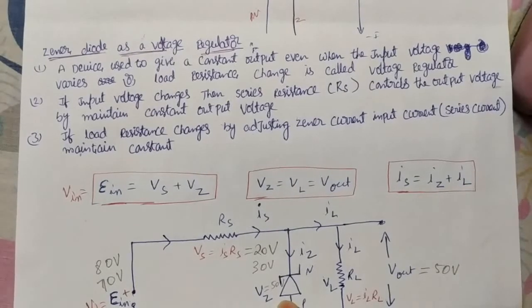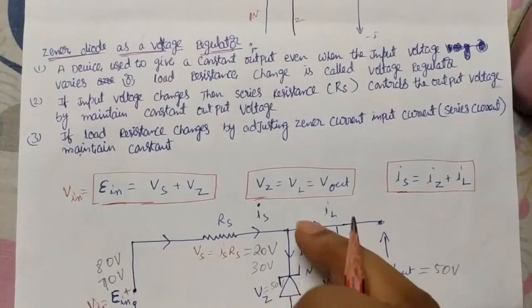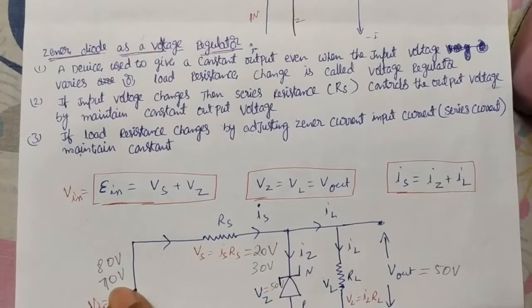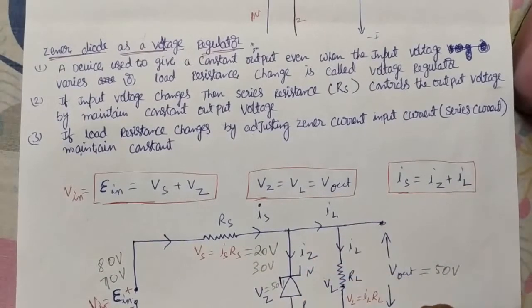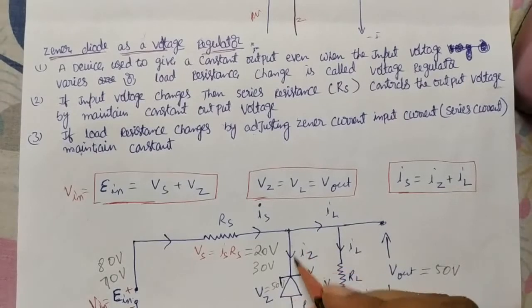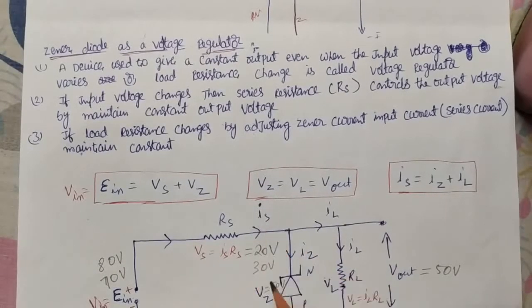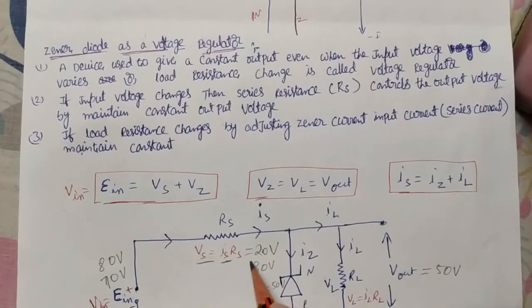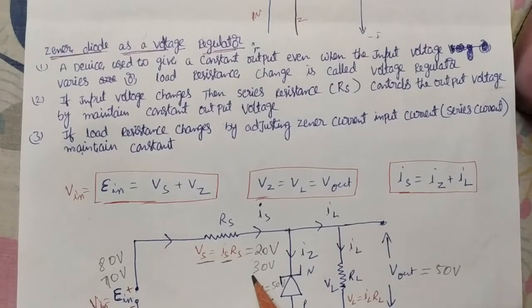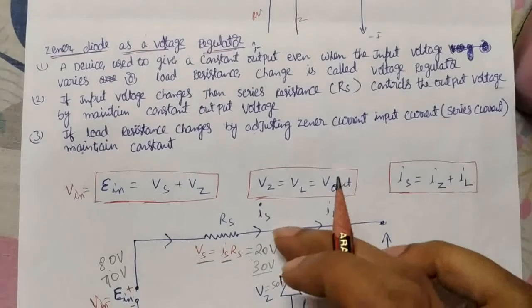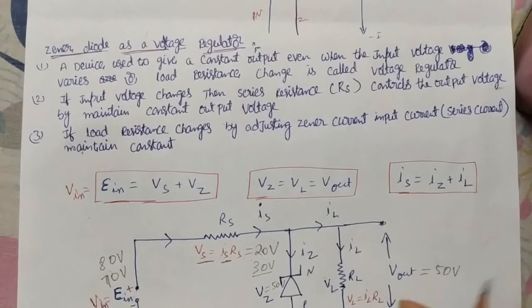So what happened? They designed it for 50, so it keeps that 50 volt across it, and the remainder goes to the series resistance. In the previous case, 70 minus 50, 20 goes here. Now 80 minus 50, 30 goes here. How can it maintain this? By increasing its current. IZ increases. Due to the increase in IZ, IS also increases. If IS increases, the potential across the series resistance also increases. So it can increase the potential from 20 to 30. Then 80 minus 30, and the remaining 50 is across the load resistance, so the output is the same.